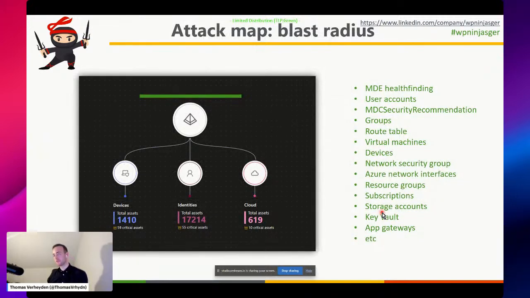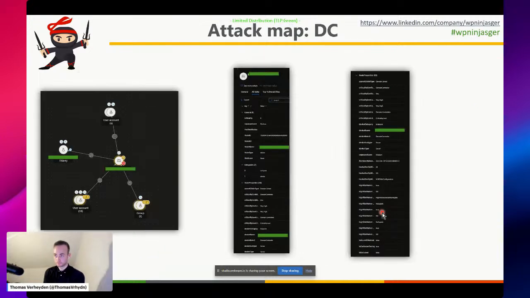The attack map is really to find the blast radius of your entities in your environment. That can be user accounts, groups, virtual machines, key vaults, storage accounts, encryption. So there's a lot of data available.